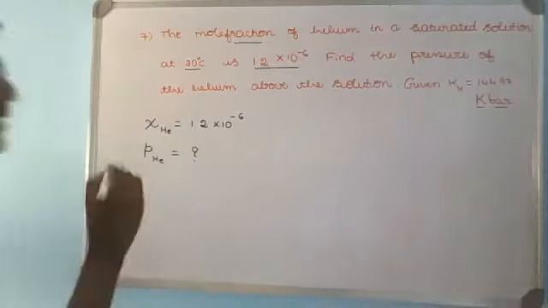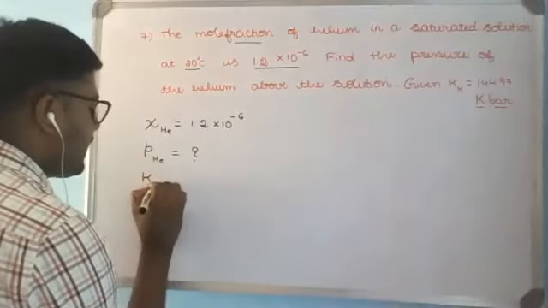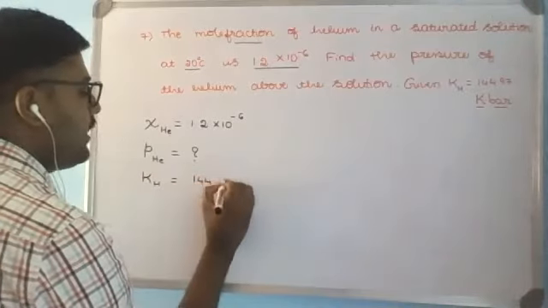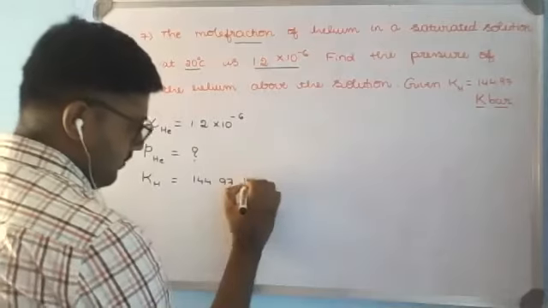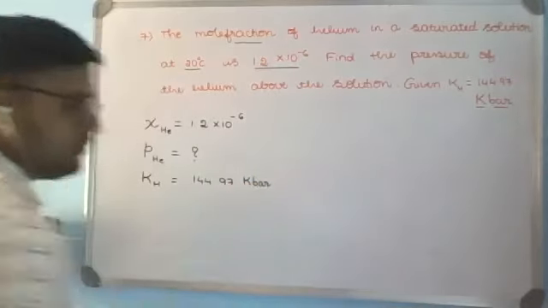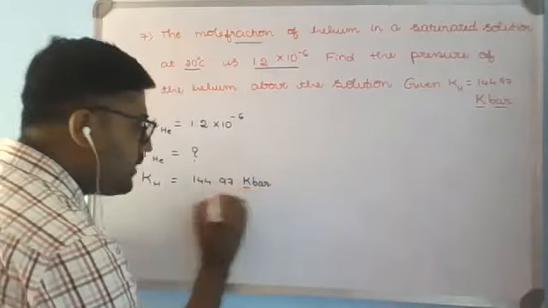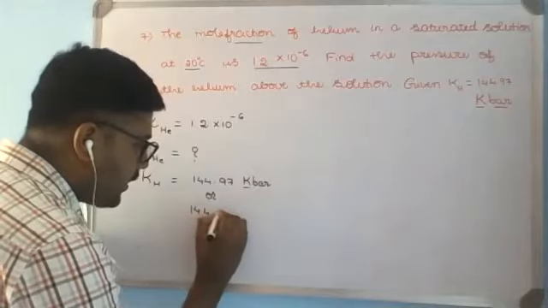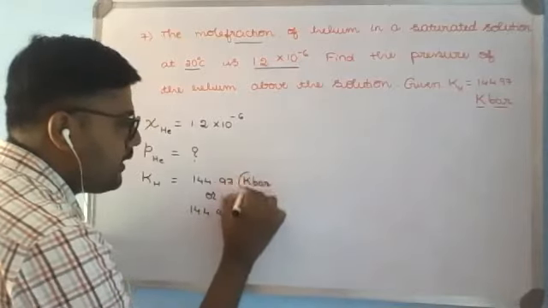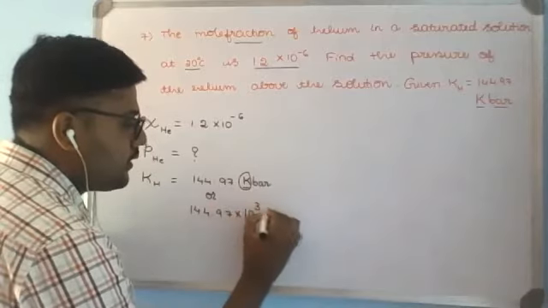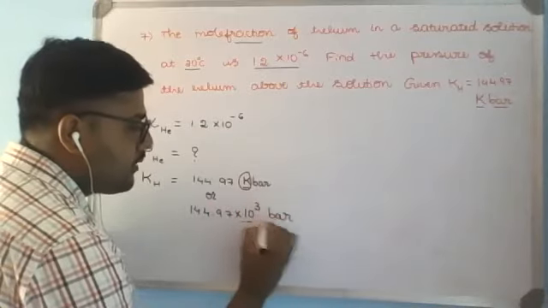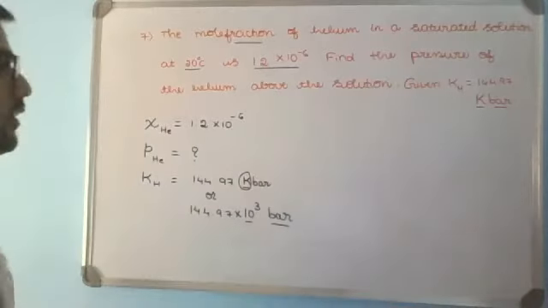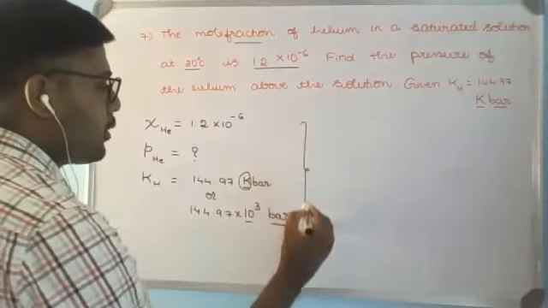To solve this, they have given the Henry's law constant KH, which is equal to 144.97 kilobar. So convert the kilo value to express the unit in bar. 144.97 into kilo, which is 10 to the power of 3, with the unit bar. So the conversion of kilobar to bar is 10 to the power of 3 bar. Now from the given data, the problem is clear.